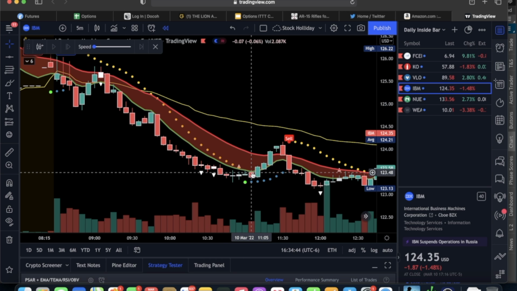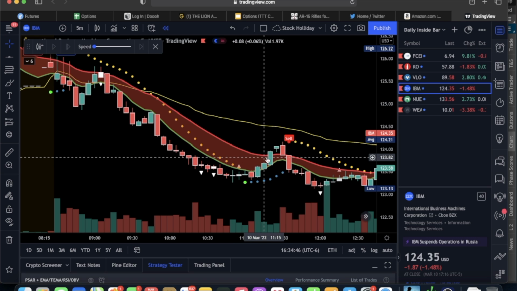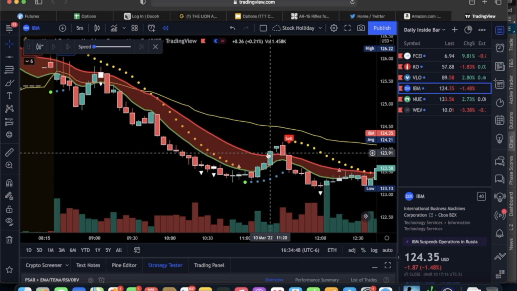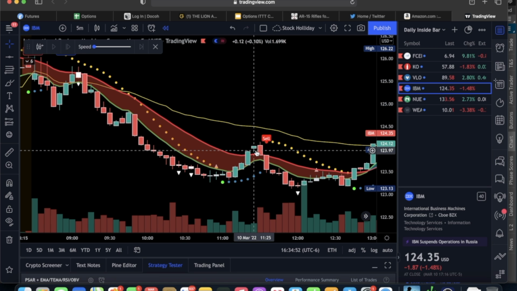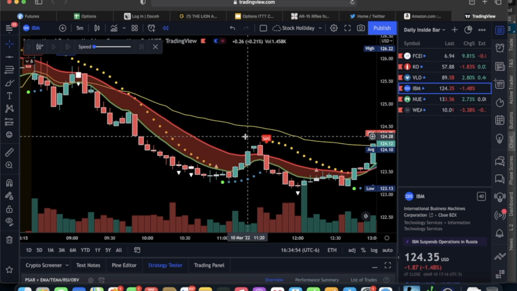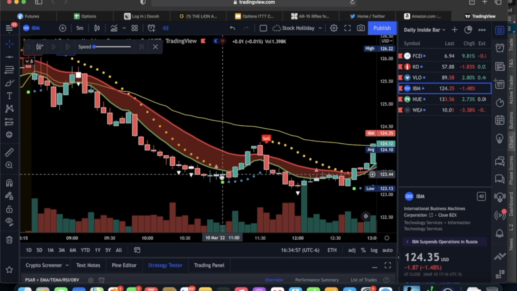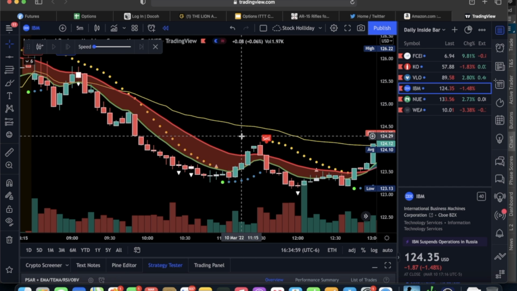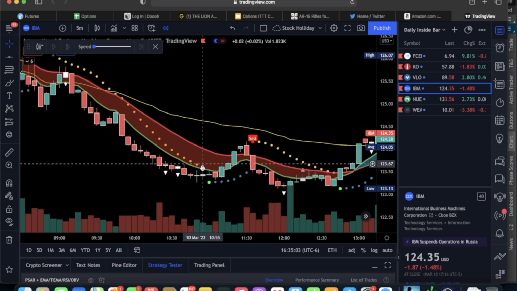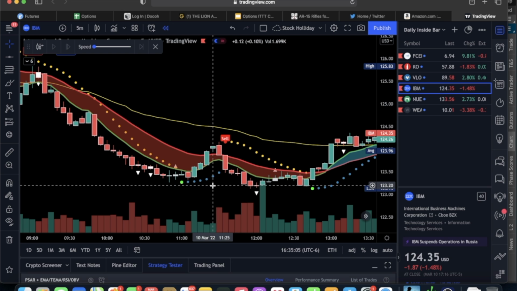And then some people will stay in here until it crosses over the 20. And that's a little tough. I like to make sure I'm just getting in my profits along the way, and I can always re-enter. So like right here, I could have gotten back in on the play, but you could see there wasn't really much left in that play.